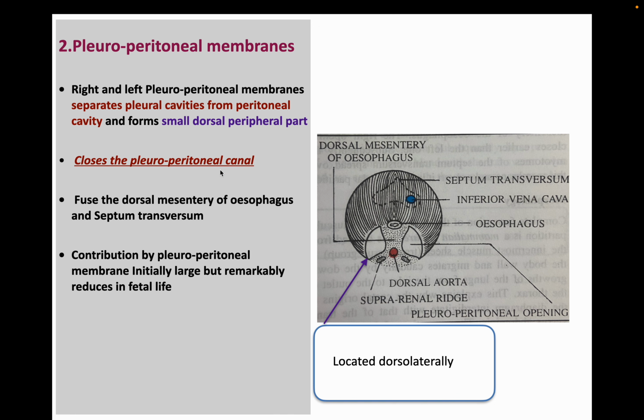They close the pleuroperitoneal canals. We have seen two canals on either side of the foregut. So these canals are just closed by these membranes. They fuse the dorsal mesentery of the esophagus and septum transversum anteriorly. The contribution by the pleuroperitoneal membrane initially is quite large, but with the advancement in development during fetal life, it is reduced in size.